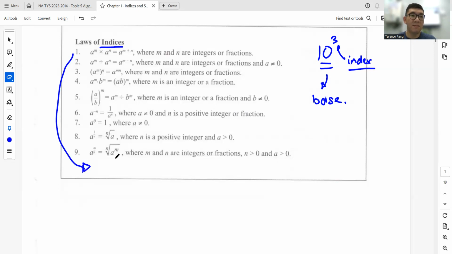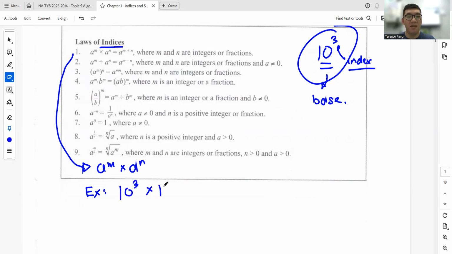For the first concept, a to the power of m times a to the power of n. Since you have used the example of 10 cubed, I'm going to bring that in. An example would be 10 to the power of 3 times 10 to the power of 5. That would be 10 to the power of 7. No, sorry, to the power of 8. That is 3 plus 5.